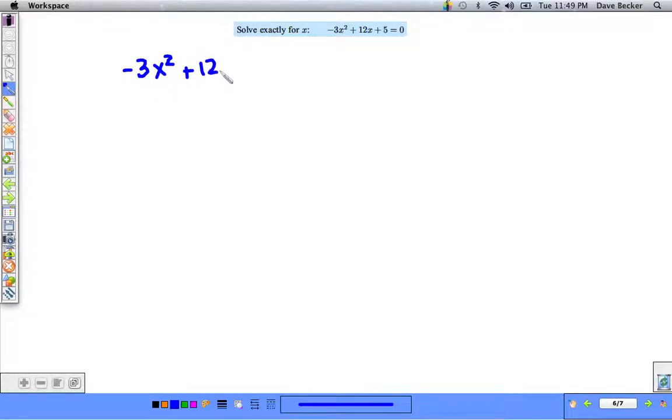Well, how do I do that? Well, one problem with completing the square is the coefficient of the x squared term must be 1. And what is it now? Well, the coefficient is -3. So I have to manipulate it algebraically to make that coefficient 1. And how I do that is I divide every single term by that coefficient.